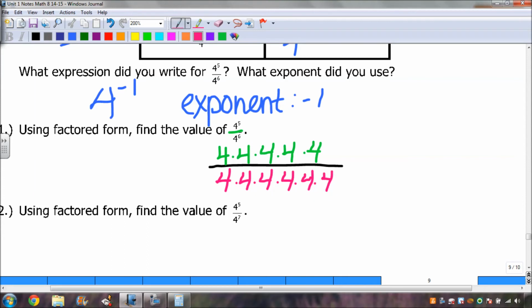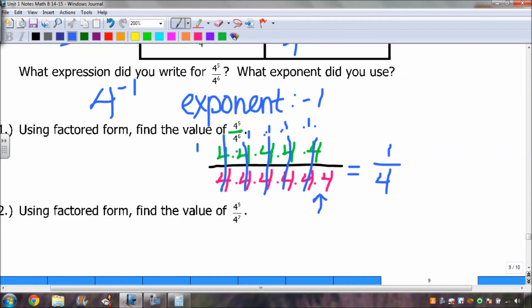All right, so now what ends up happening is these 4's cancel out to give you 1. These 4's cancel out to give you 1. These cancel out to give you 1. Notice you have an extra 4 right here. So I end up getting 1 times 1 times 1 times 1 times 1 is 1, over all of these 1's are being multiplied by 4, so I get 1/4.